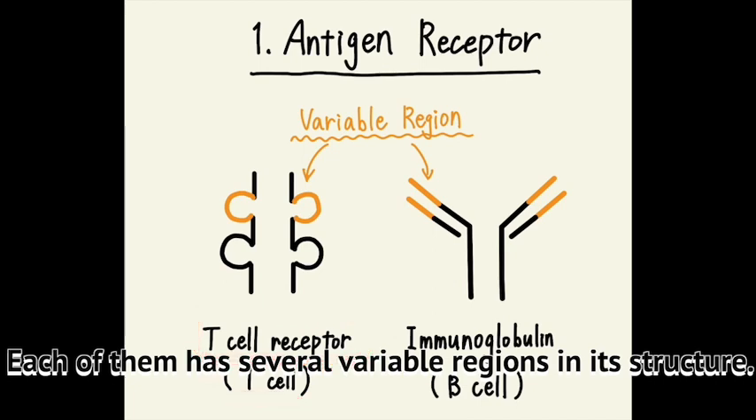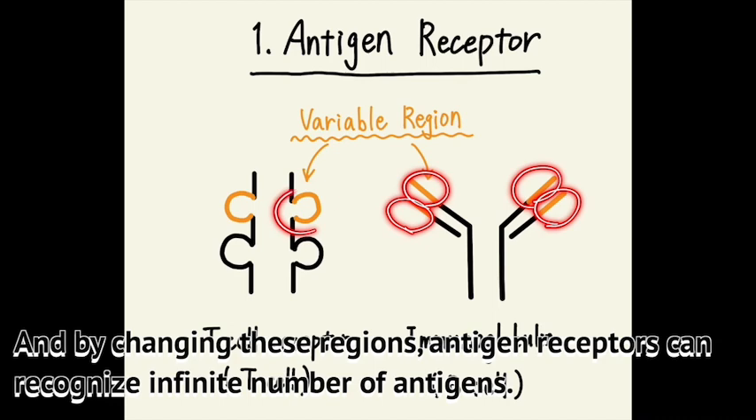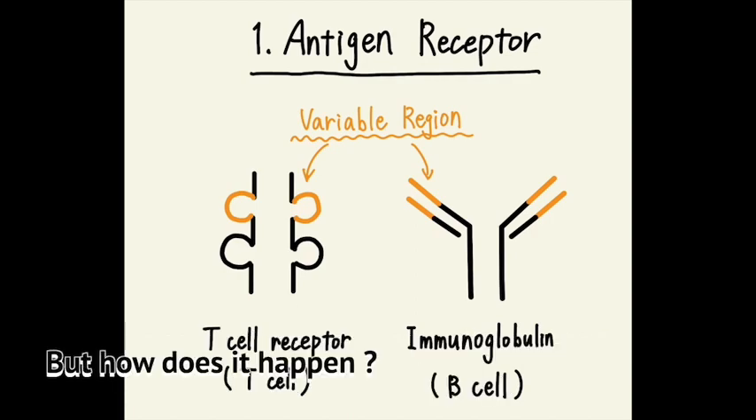Each of them has several variable regions in its structure. And by changing these regions, antigen receptors can recognize infinite number of antigens. But how does it happen?